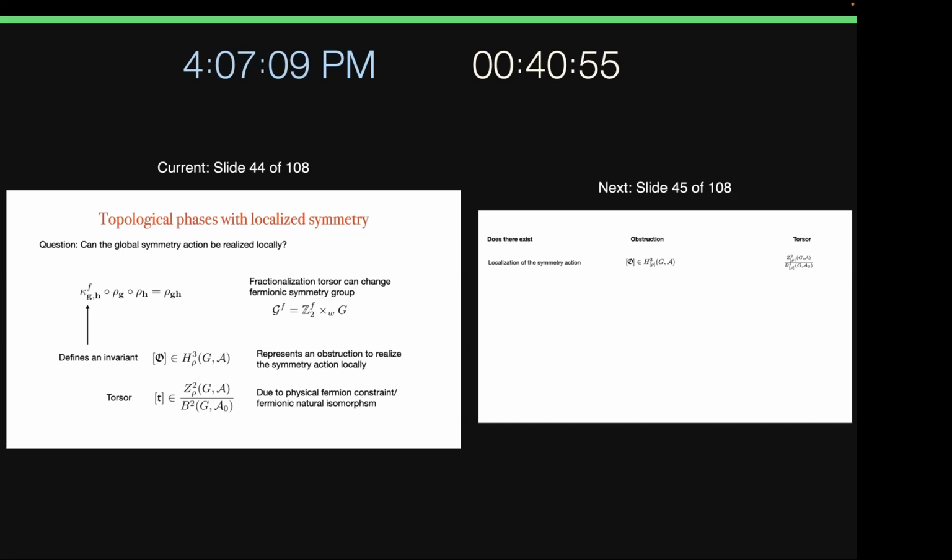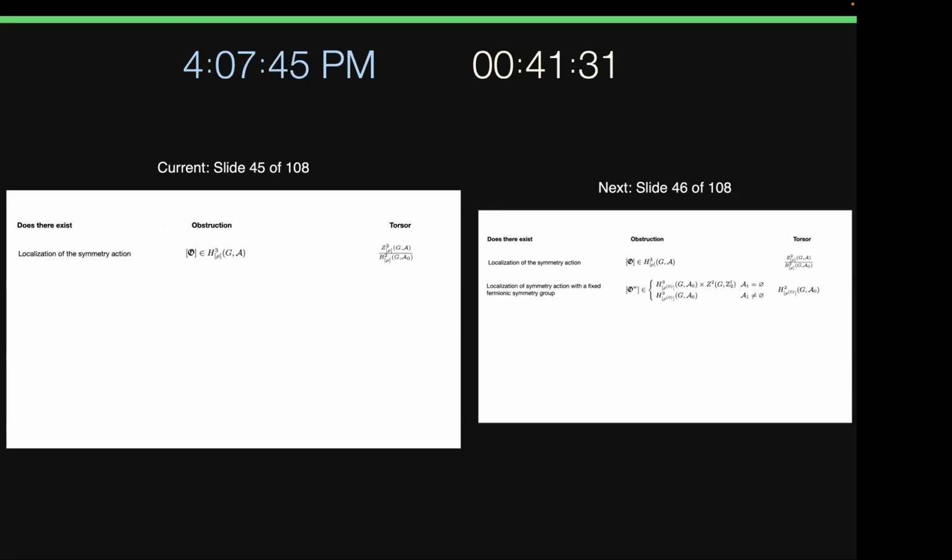Great. So I will describe in a moment how there's actually a more natural way to think about this H3 obstruction in a fermionic setting in terms of two different kinds of H3 obstructions, which physically represent whether you can locally realize the symmetry action on the quasiparticles, and then ask whether the localization of that symmetry action extends to a localized symmetry action on the vortices.